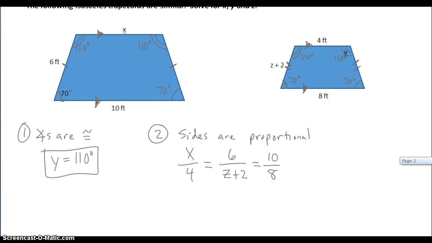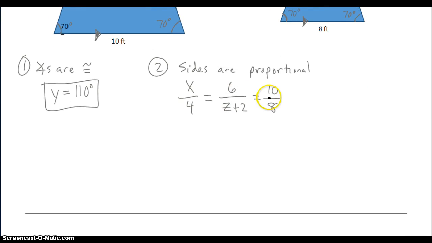Now to solve this proportion, I have 3 things that are equal to each other. I just need to pick 2 of them and solve for my variables. So if I'm going to solve for x, I'm going to pick the ratio that involves x, and then I'm going to pick this proportion, 10 over 8. The reason I want to pick 10 over 8 is I just have 2 numbers. If I pick this ratio, then I have to deal with x and z, and that's just going to be more difficult. If I pick this ratio and this ratio, I can solve for just x by cross multiplying.